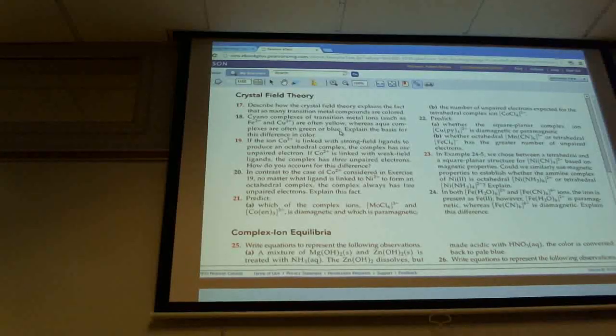So does somebody have a good answer for this one? What causes the color? Electronic transitions. Electronic transitions between what levels? Colors are caused by electronic transitions, typically, right? Electronic transitions occur in the visible region of the spectrum. Between what levels?